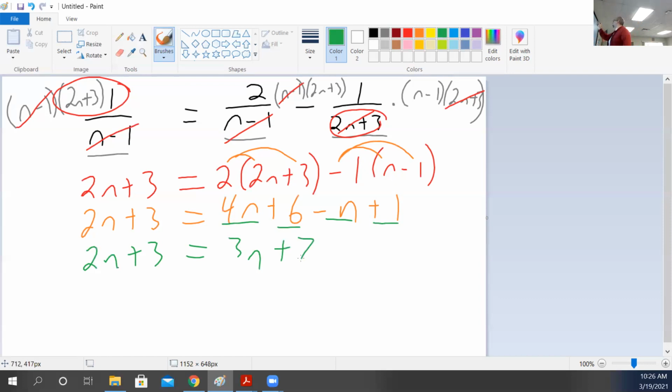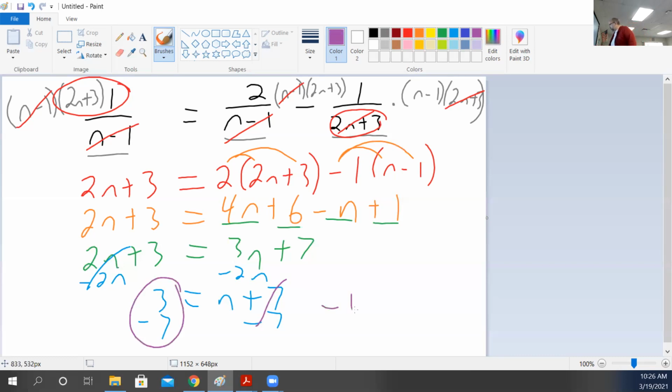All right, start moving things around. Subtract 2n from both sides. So we got 3 equals n plus 7. And do minus 7 to both sides. So you got 3 minus 7 is minus 4 equal to n, or n equals minus 4. Excellent. Okay, so anything else we need to do? I think we're doing all right there.